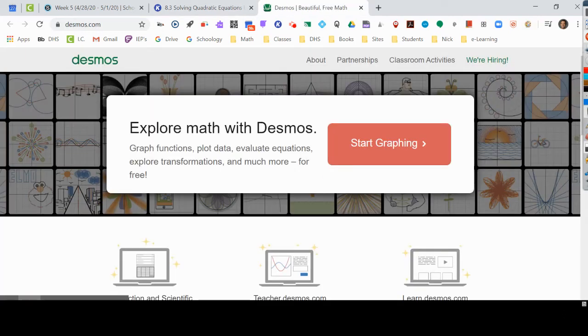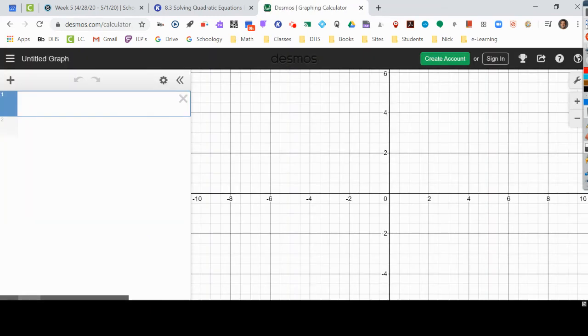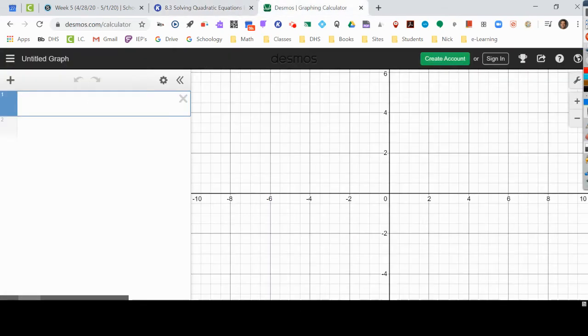All right, so we're going to go to Desmos.com, and we are going to hit this start graphing. Now we can see our box here. This is where we're going to start typing in our equation: x squared minus 11x plus 28. So it's going to be x.